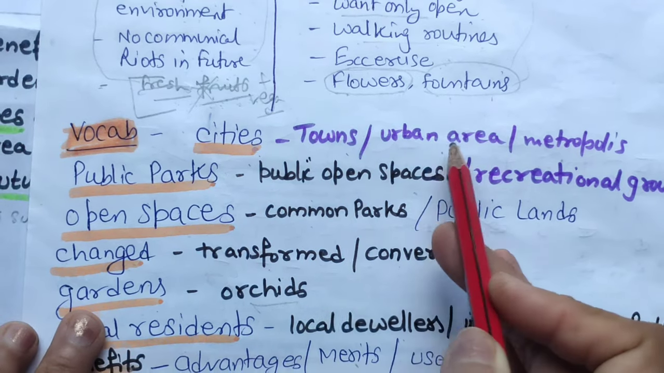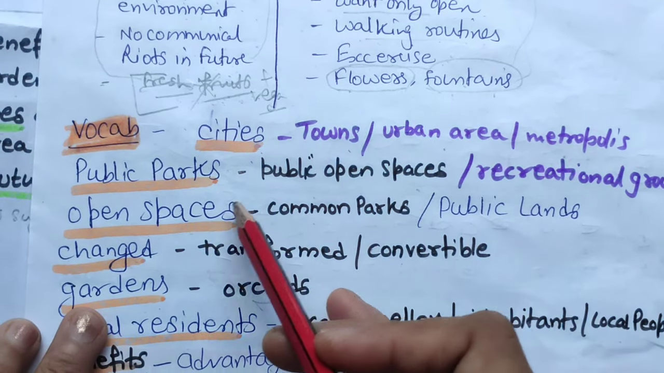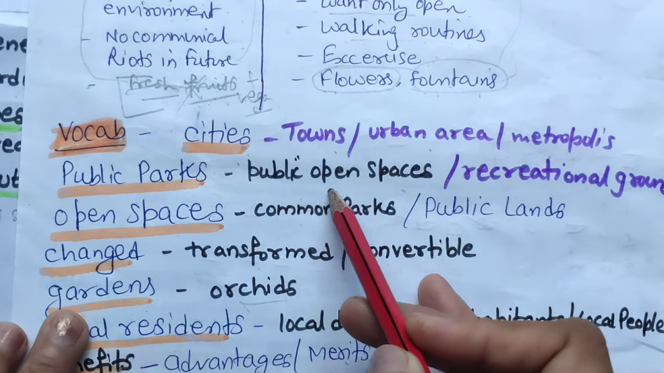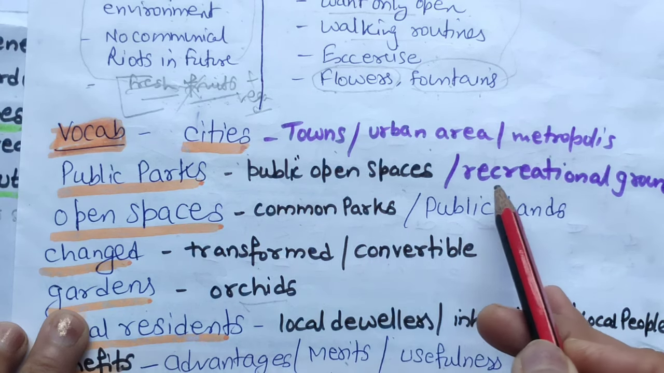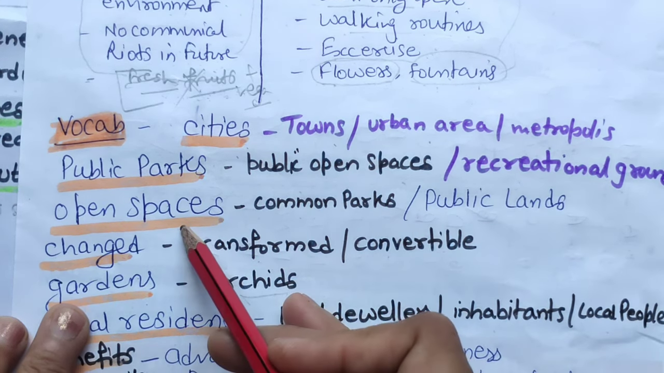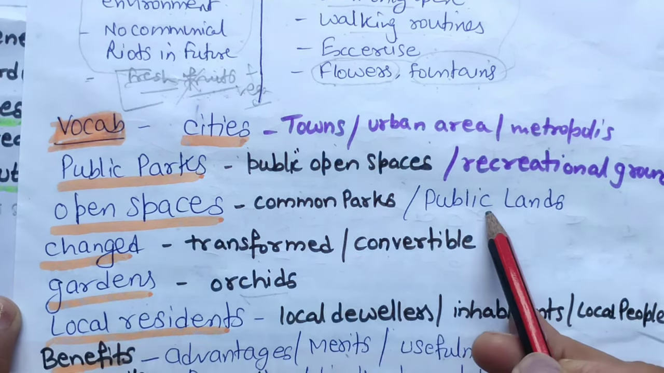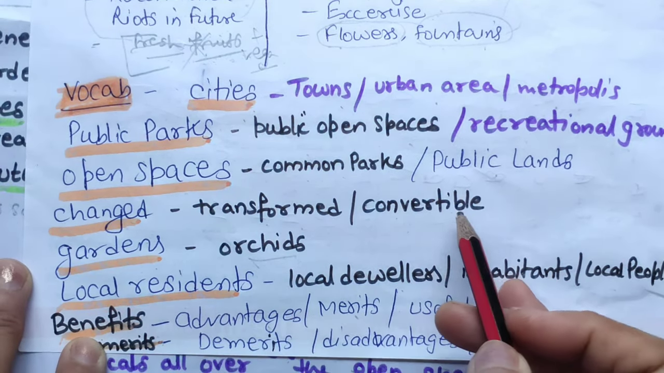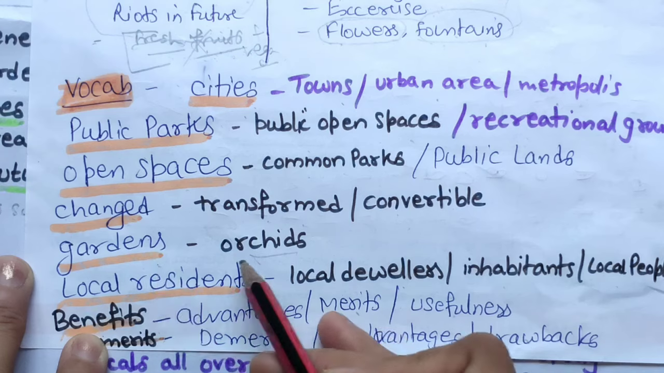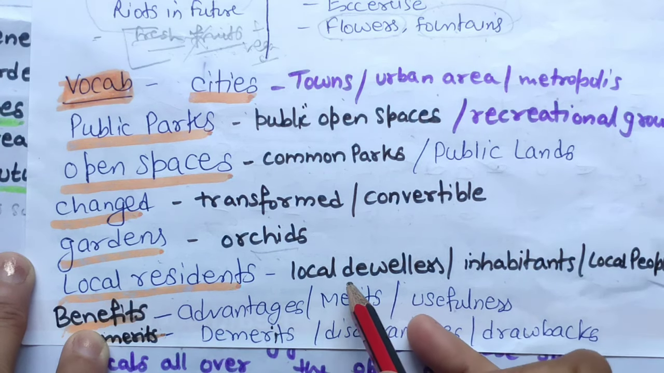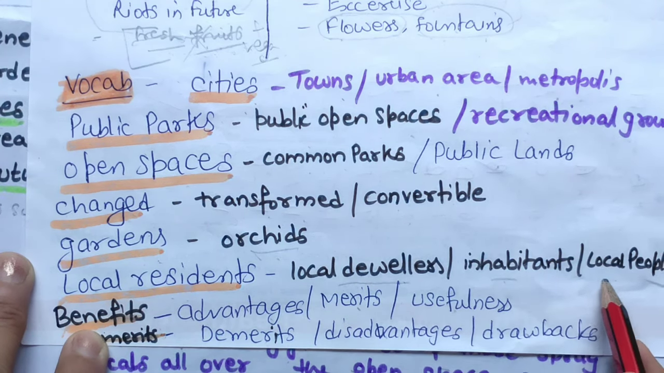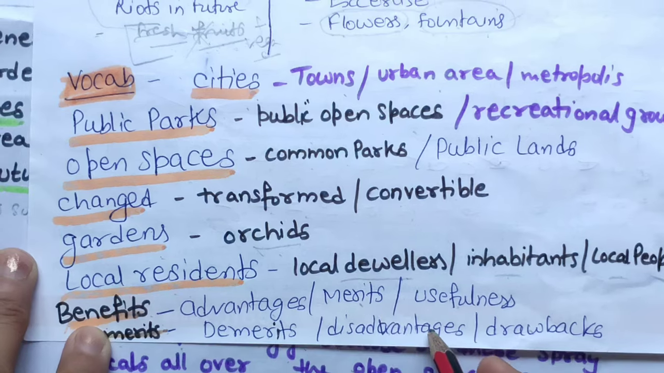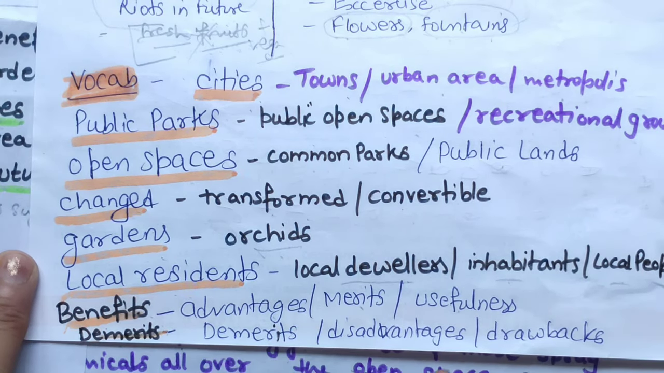Cities, you can write towns, urban areas, metropolis. Public parks, you can write public open spaces, recreational grounds. Open spaces, you can write common parks, public lands. Changed, transformed, convertible. Gardens, you can write orchards. Local residents, you can write local dwellers, inhabitants, local people. Benefits and demerits, you must be knowing it.